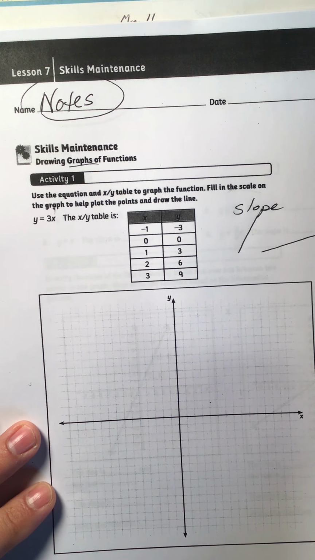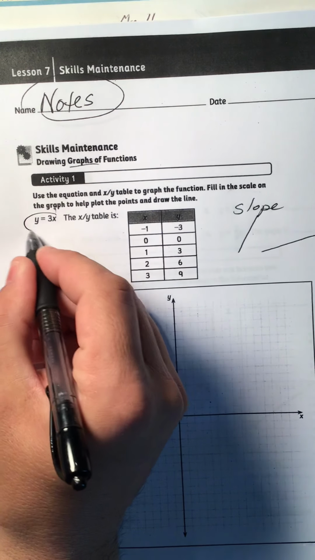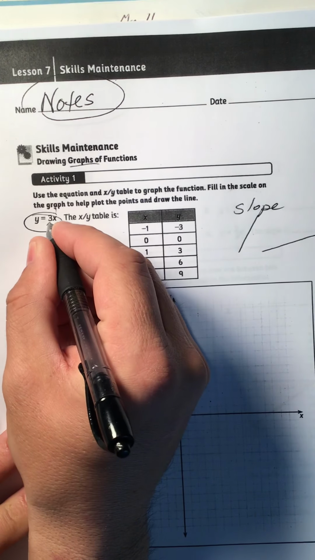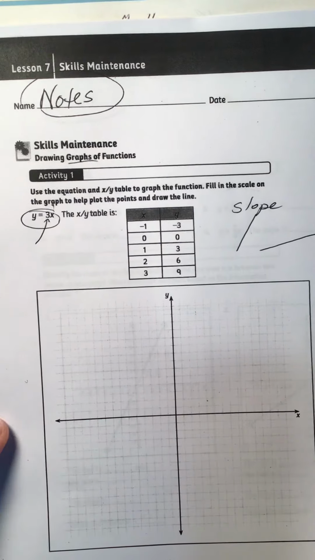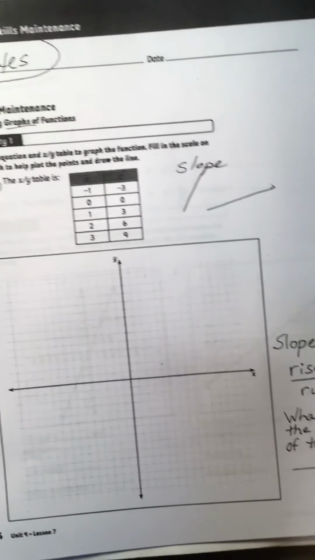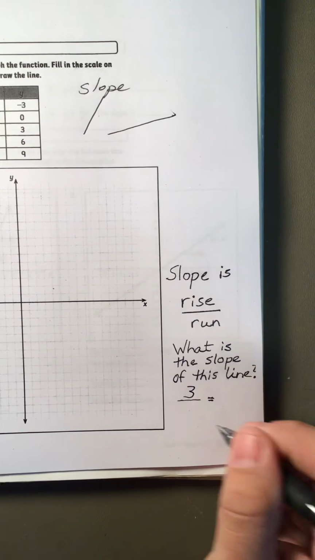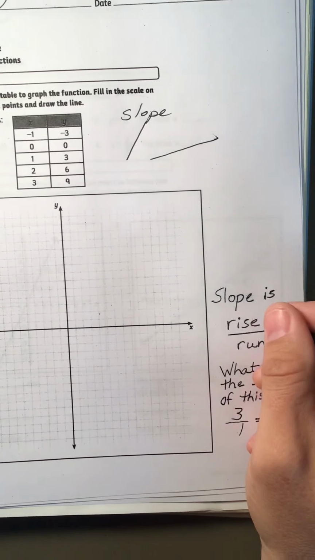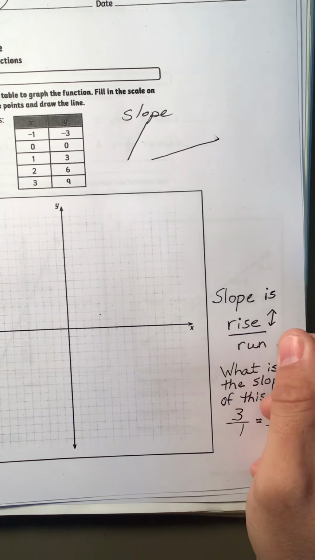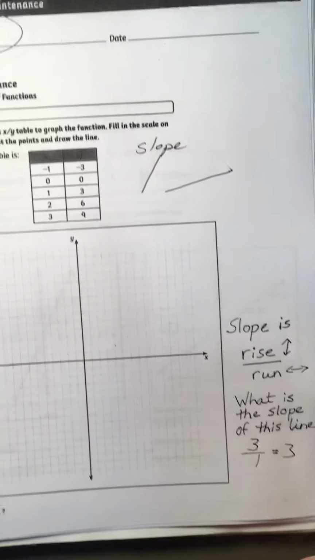So let's take a look at the first equation here, and I'm going to give you a little hint. Whatever number is in front of the x, that is your slope. So what is the slope of this line? It's going to be 3 over 1 or just 3, either one. The number that's in front of the x. And what that means is rise over run. Rise means up and down, run means left and right.